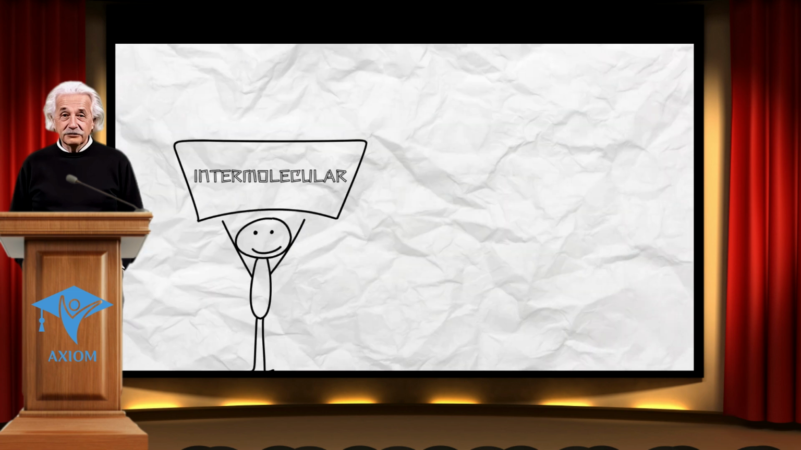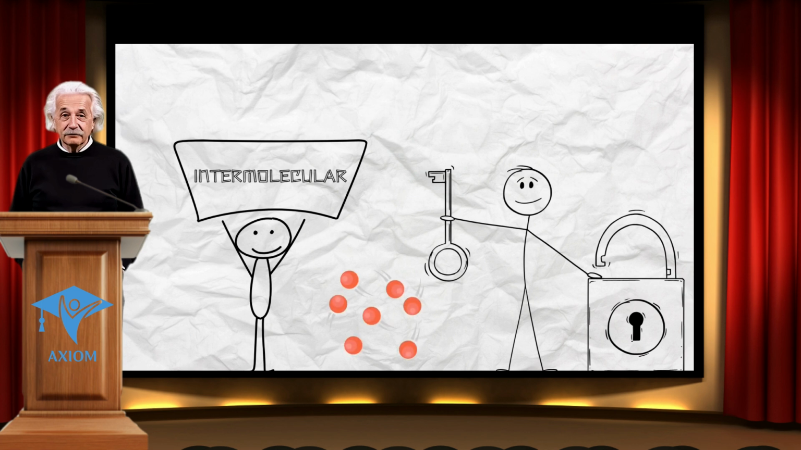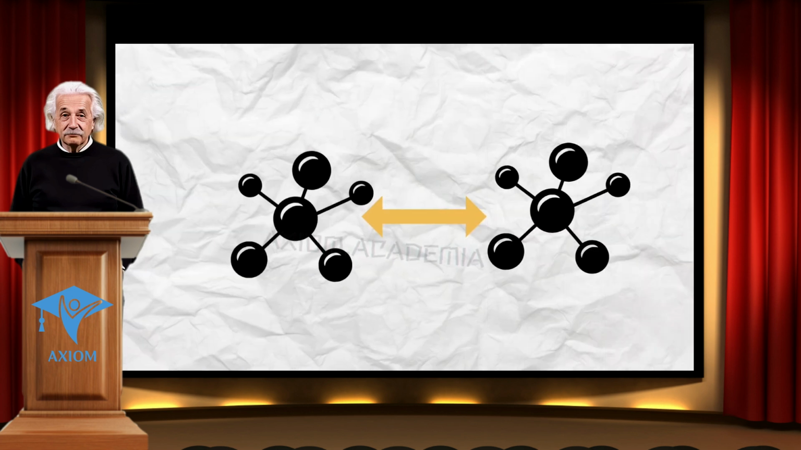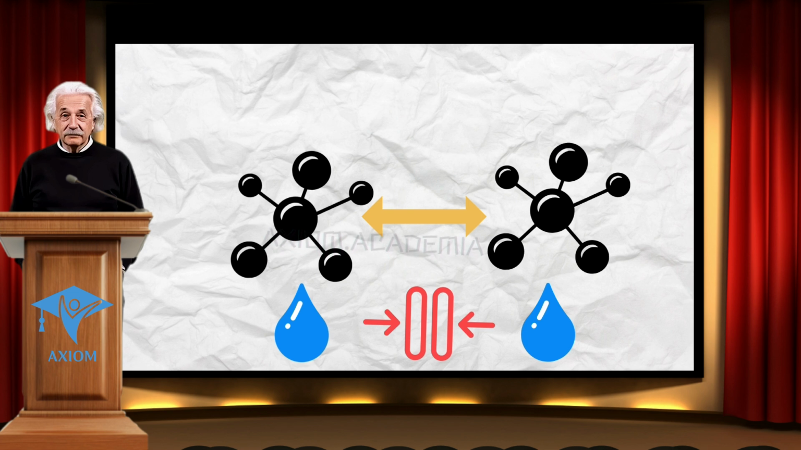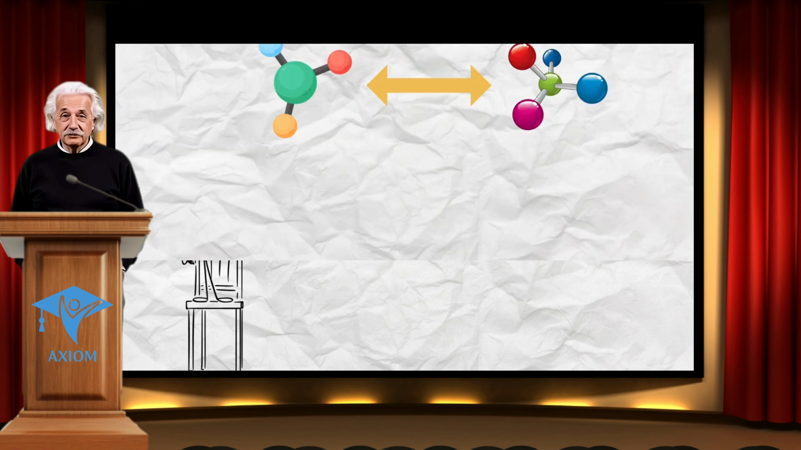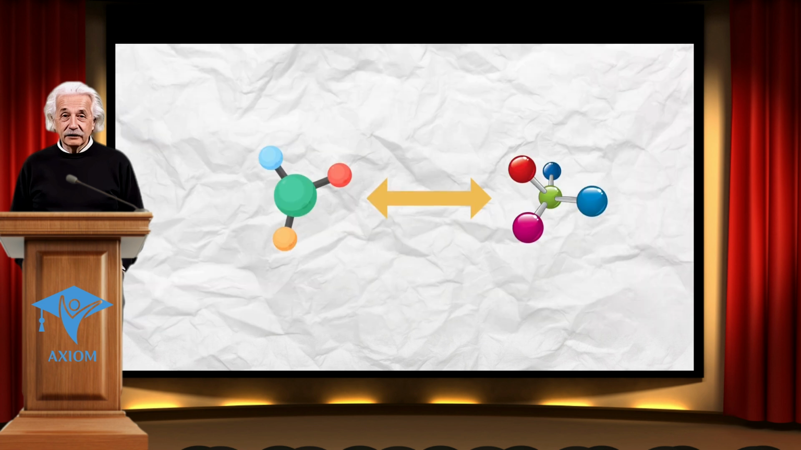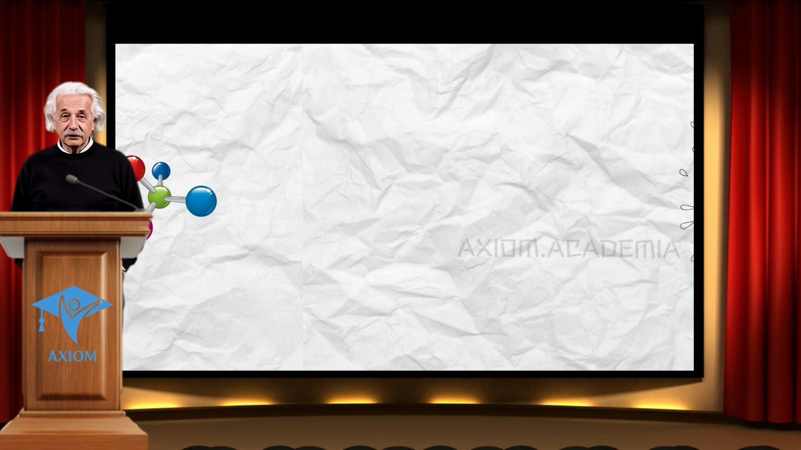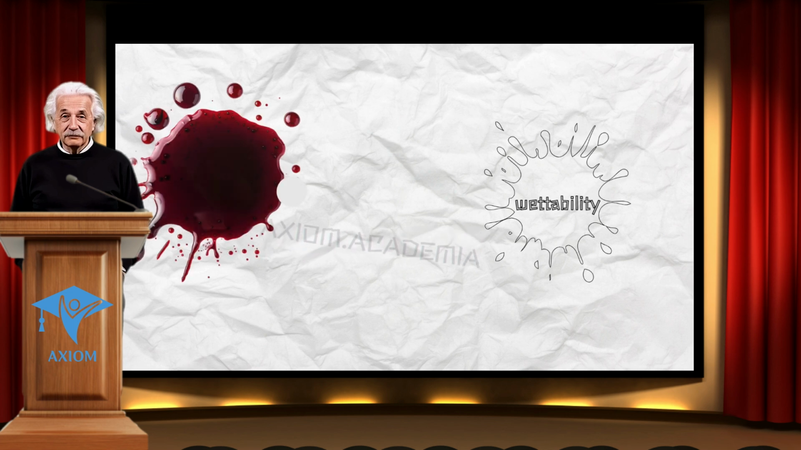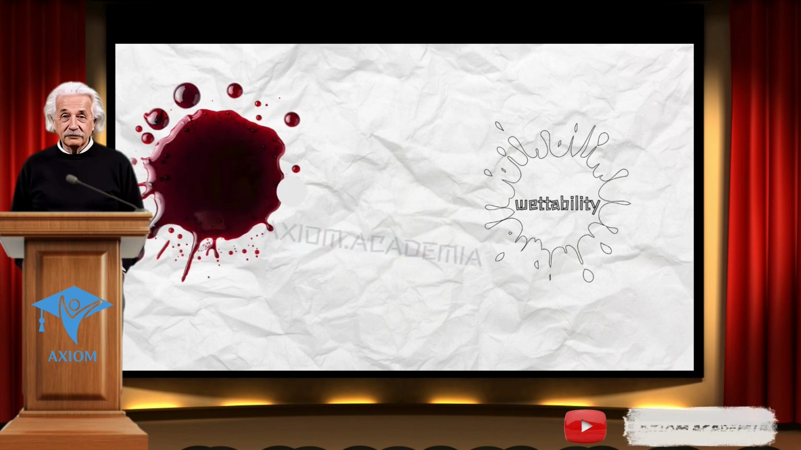Intermolecular forces play a key role in the behavior of matter. Cohesive forces, the attraction between similar molecules, allow liquids to resist compression to some extent. Adhesive forces, the attraction between dissimilar molecules, like water and glass, determine phenomena such as wettability. When adhesion dominates, liquids spread over a surface, whereas when cohesion dominates, they form droplets.